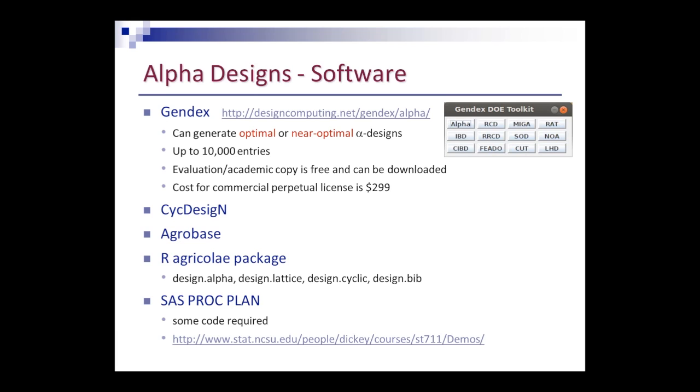Or other types of incomplete block designs. Cyclic Design N is another option. The Agrobase software has their own built-in system for generating the designs as well as for analyzing them. In R, you can generate these designs as well. I have used that as well for some of my oat trials. I have seen code for generating the designs in SAS as well, and I've given a link there where I found a good explanation of it.